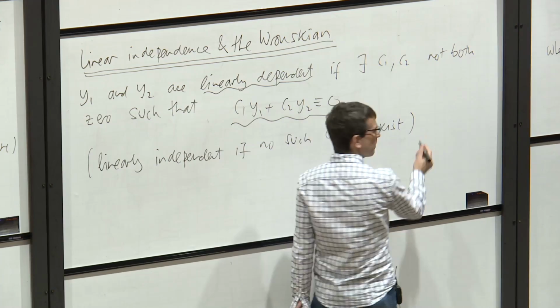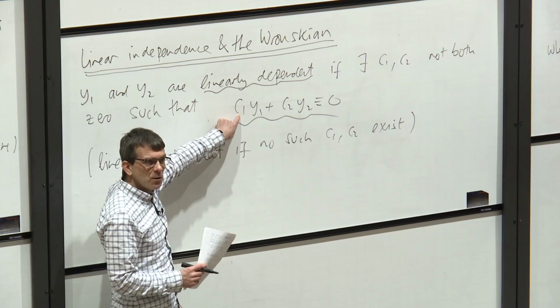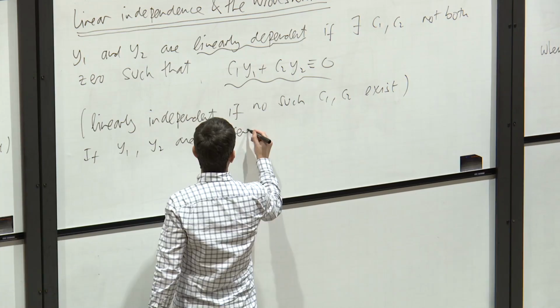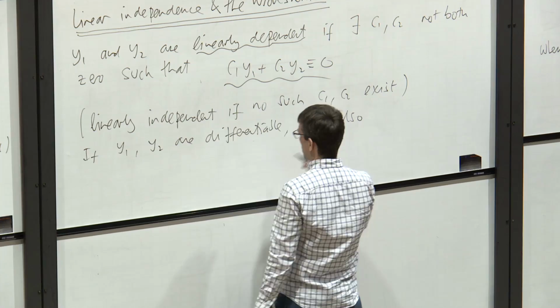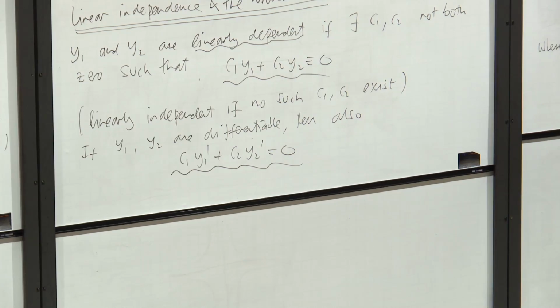Is that okay? So that's just the definition of what we mean by linearly dependent. Now, let's suppose this was true. So let's suppose they are linearly dependent. Then, remember, I'm assuming that y1 and y2 are twice differentiable, so I can certainly differentiate this with respect to x. So if c1 y1 plus c2 y2 is 0, then the same must be true for the derivatives of y1 and y2 as well.